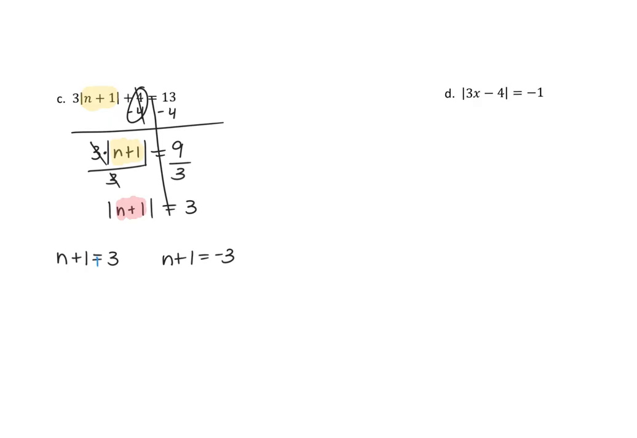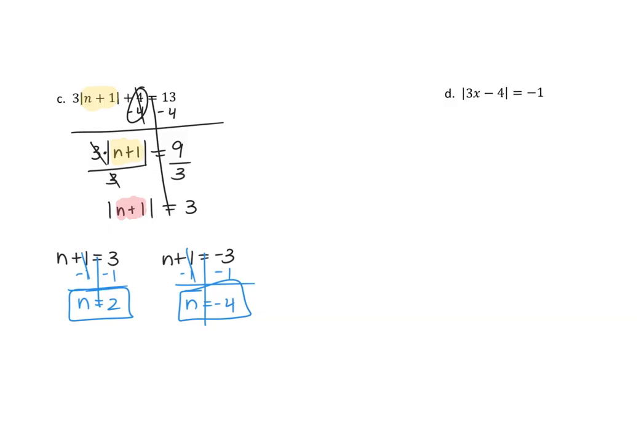So if I go ahead and solve that, I'll subtract 1. I end up with n equals 2. And then on the other one, I'm going to subtract 1 as well. And I end up with n equals negative 4. So my 2 solutions are 2 and negative 4.